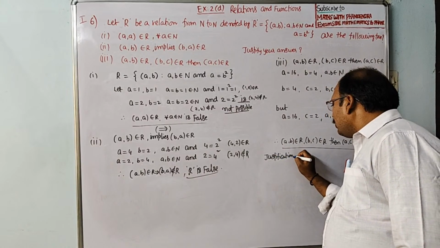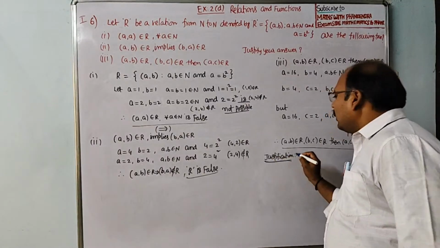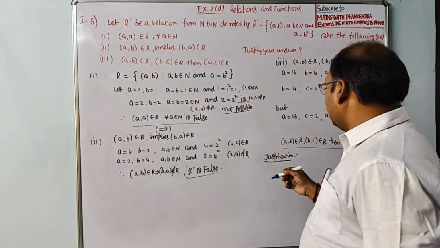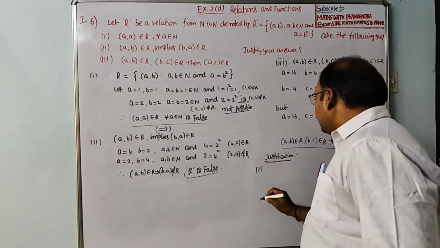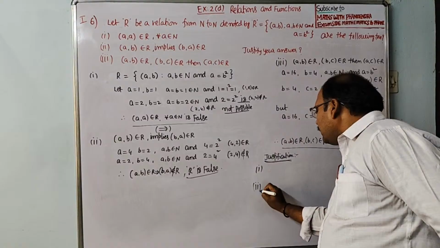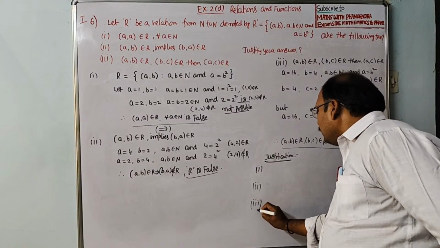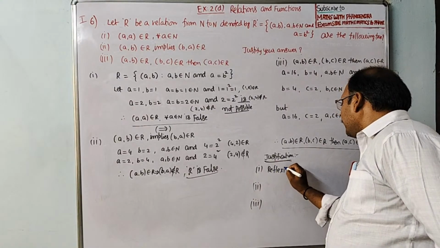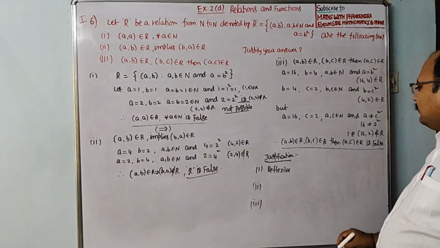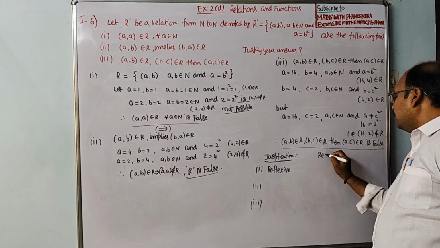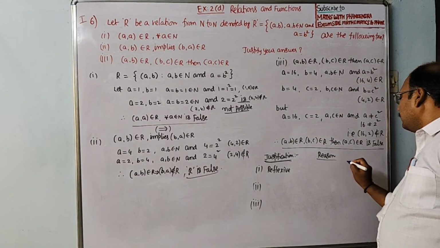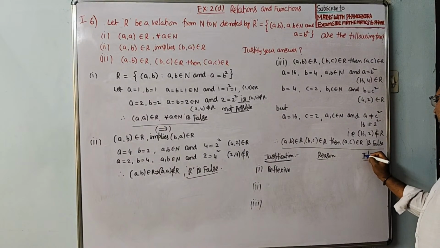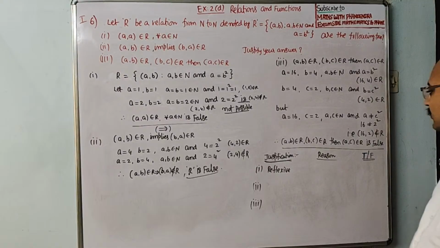They are asking to write the reasons, justify your answer. Clearly they are asking to mention the first one, second one, third one. First one is reflexive. Reason: the statement is true or false. We will justify whether it is true or false.